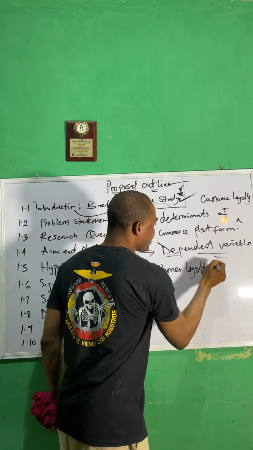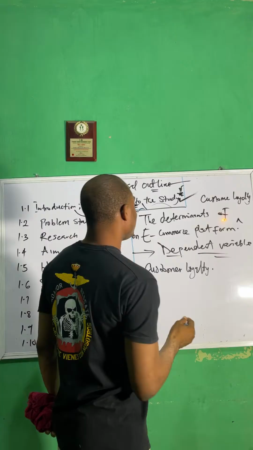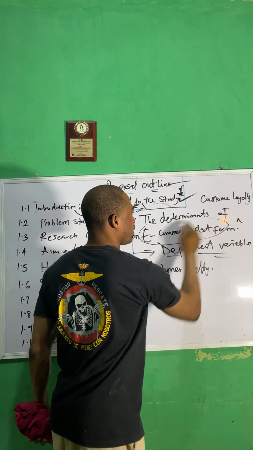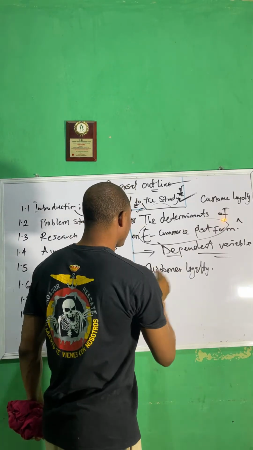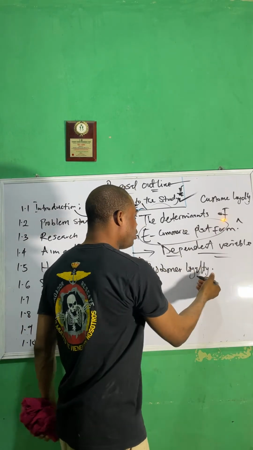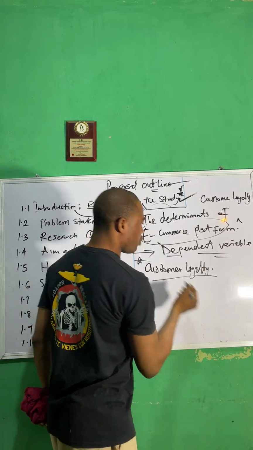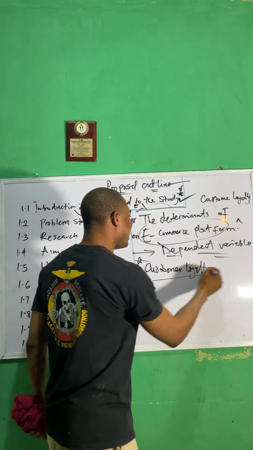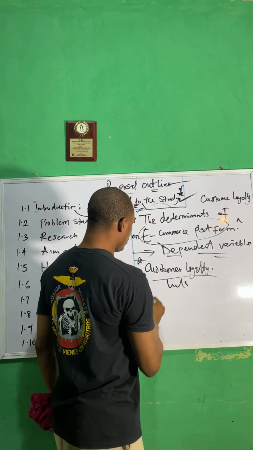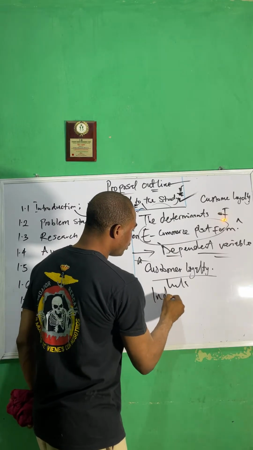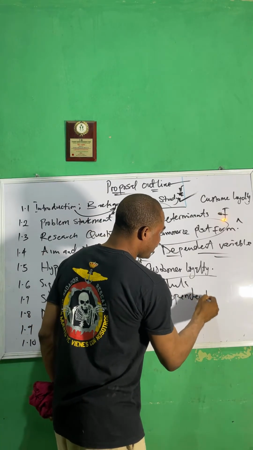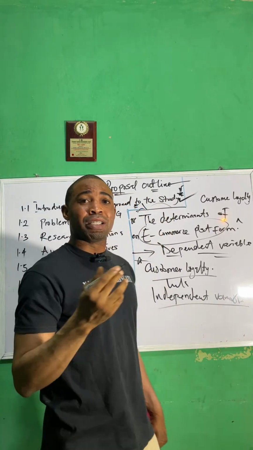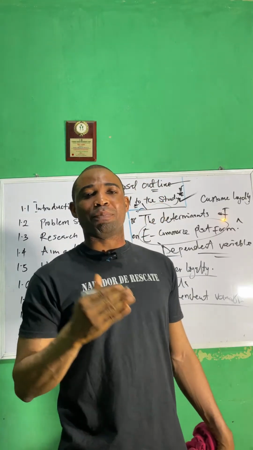So if you want to start your background to the study, it's better you start with customer loyalty and e-commerce platform, because you will start your explanation by giving us the concept of what customer loyalty is. Then you tailor it and link it to your independent variable. So under the background to the study, we have to understand both your dependent and independent variable.